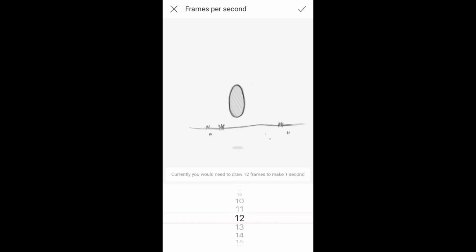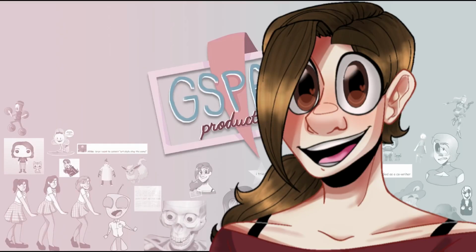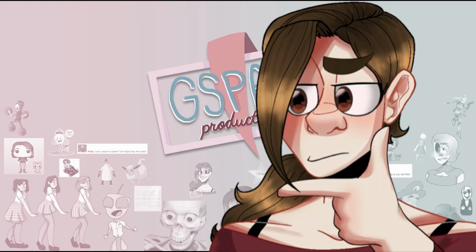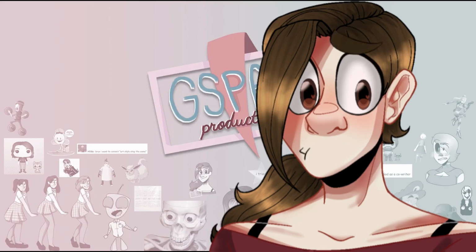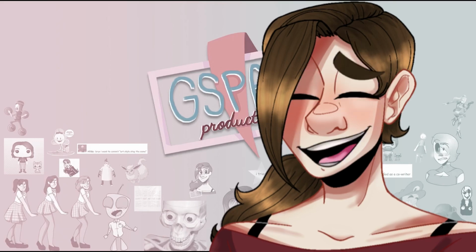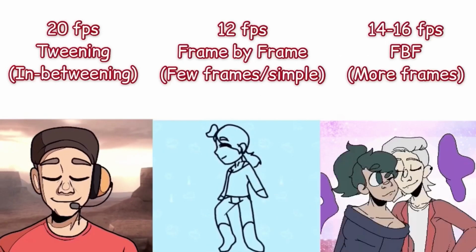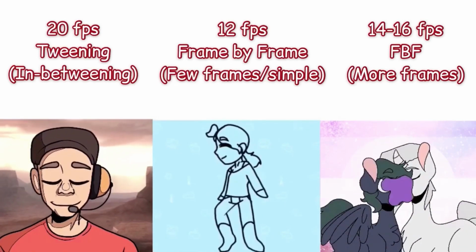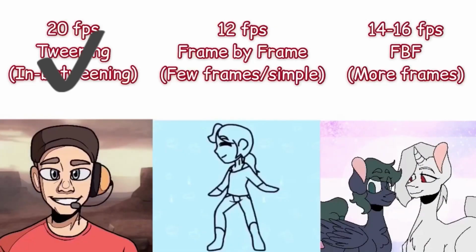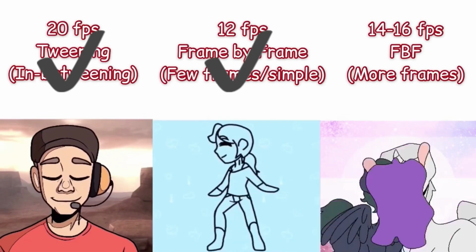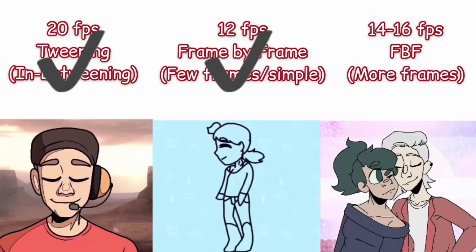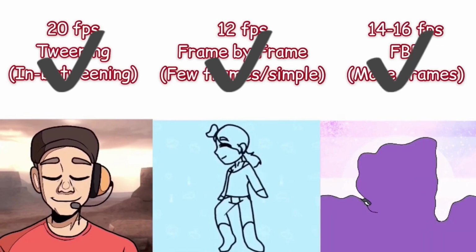Most people stick to the default 12 frames per second. I like to use 14 to 16 FPS, but I have done animations in 20 FPS. A few people have mentioned this in my comment section, so you can use whatever frame rate you'd like, but I'll give you a few examples of what you could use for each type of animation. When doing a tweened animation, you should use a higher frame rate so it looks a bit smoother. When doing frame-by-frame animation with only 2 to 4 frames per movement, I suggest using the default 12 frames per second. Lastly, if you do frame-by-frame animation with around 5 to 10 frames per movement, like I do, you can use 14 to 16 FPS.